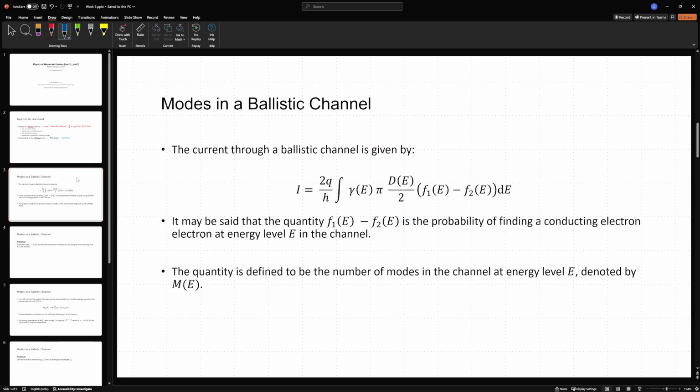Okay. So to begin with, we'll start with the current flowing through a ballistic channel. That is given by this expression: 2q upon h times the integral of gamma of E times pi times D of E by 2, which is the density of states, times f1 of E minus f2 of E, dE. This is the specific current, and we integrate it over all energies to get the total current.